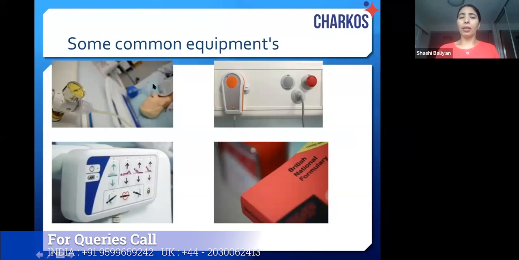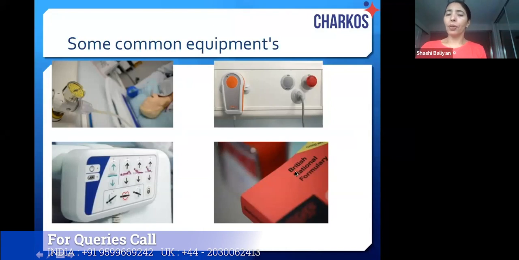You can see a mannequin. There is an Ambu bag and the respiratory equipment which you use for BLS training. This is what the call bell is going to look like. This orange button is to call for help. The patient can press it and call for help. And this was again the control for the bed.